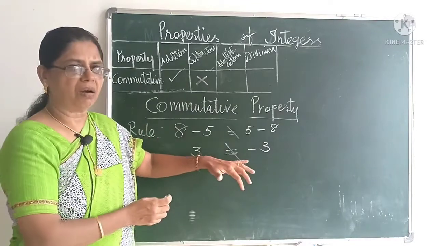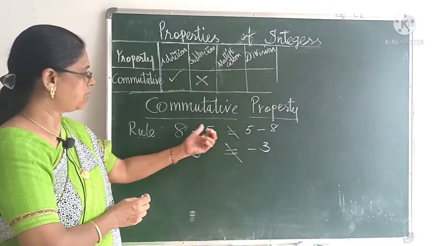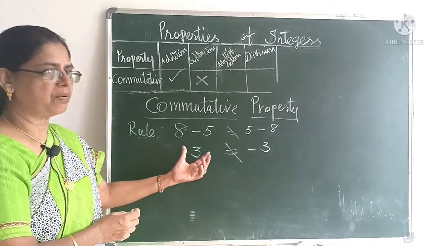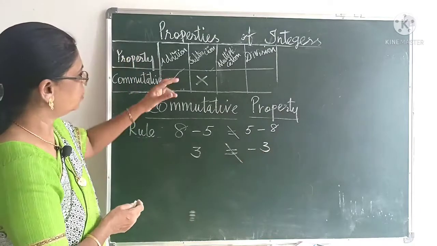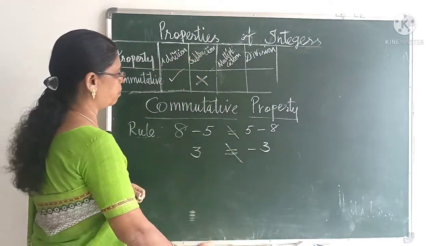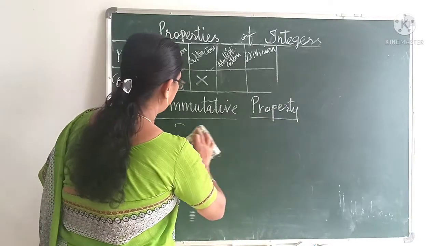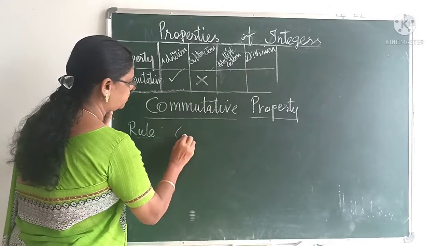Because if we change the order of the numbers, the difference is not the same. 8 minus 5 is 3, but 5 minus 8 is not 3, it is minus 3. So, subtraction of integers does not hold commutative property. Now, let us move on to multiplication of two integers.